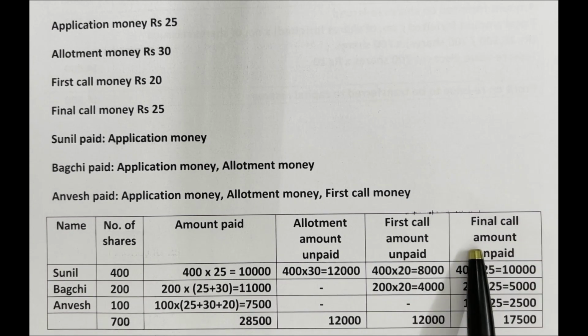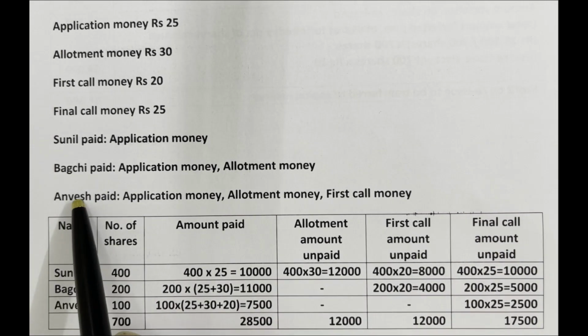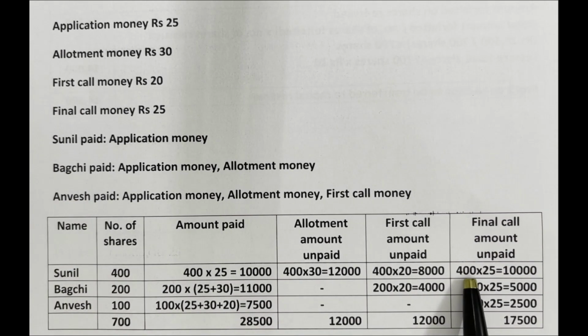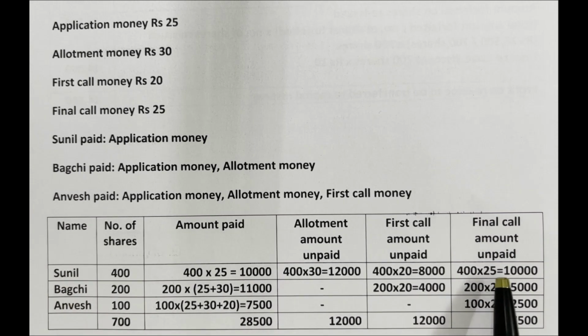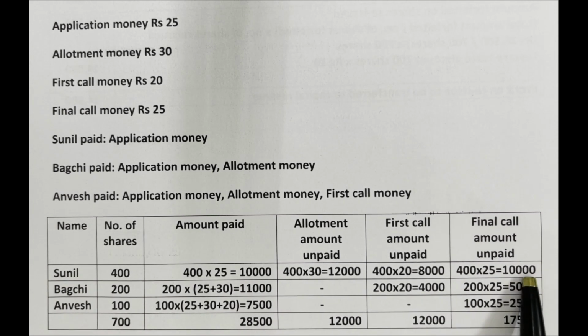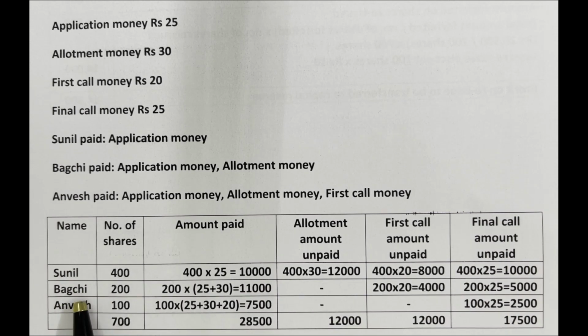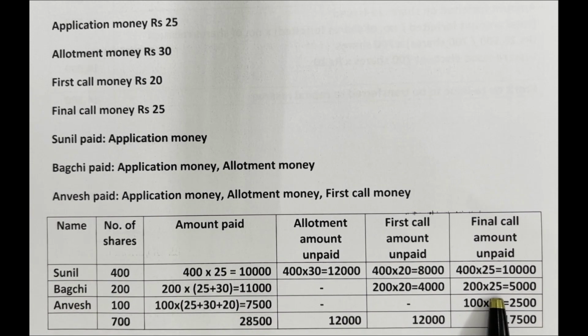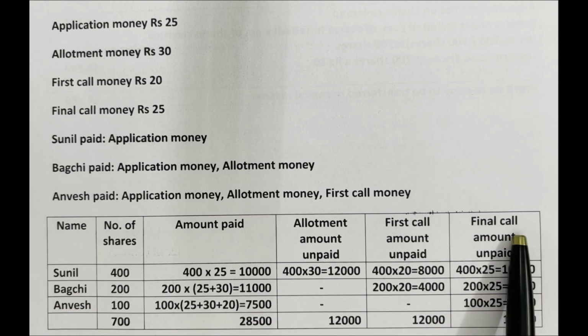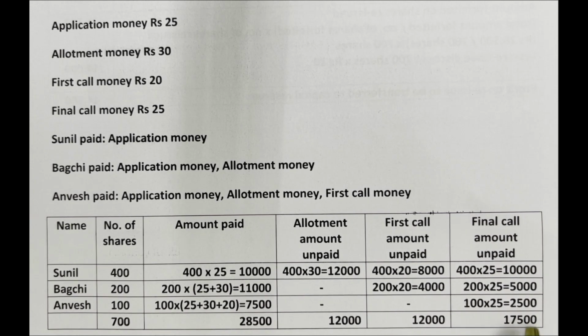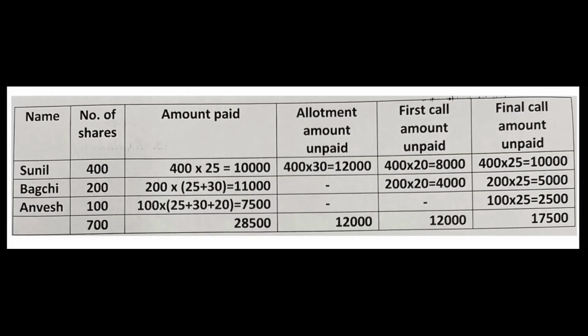Last column is for final call amount unpaid. 3 members failed to pay final call money. On 400 shares, Sunil didn't pay at the rate of 25 rupees each. 10,000 is the amount. On 200 shares, Bakshi is also not paying the amount. 200 into 25, 5,000. Anvesh on his 100 shares, he is not paying final call money. 100 into 25, 2,500. So total unpaid amount on final call is 17,500. While writing the journal entries, these amounts are useful to us.